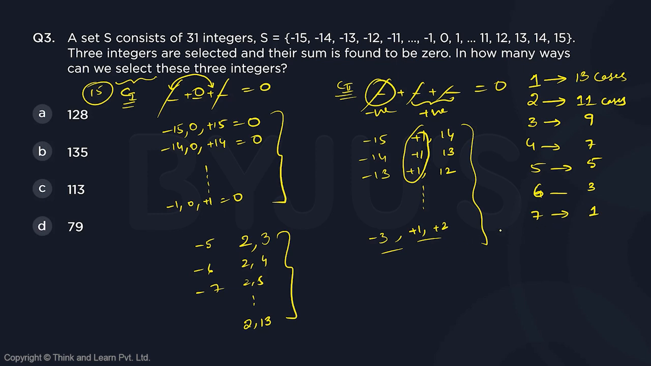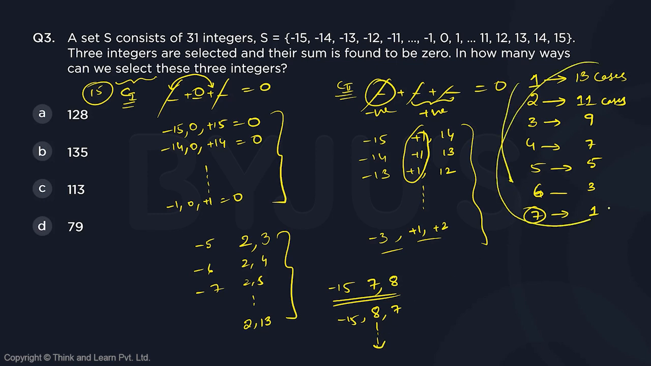Now remember, you can't take 8 because when you took 7, observe what happened. If one of the numbers is 7, then the next number has to be 8 and this is -15. That is the only case. And anything higher you take, you will start getting the reverse of these cases. So what is this total? 13 plus 11 is 24, 9 plus 1, 10, and so on. Totally we have 49 cases.